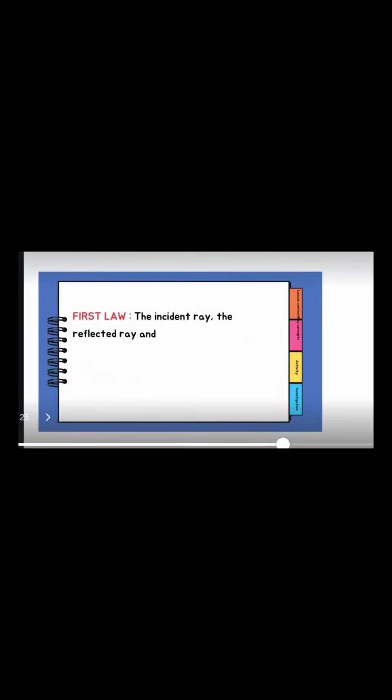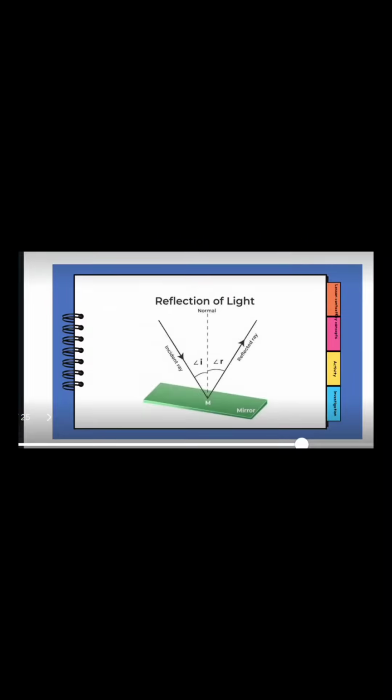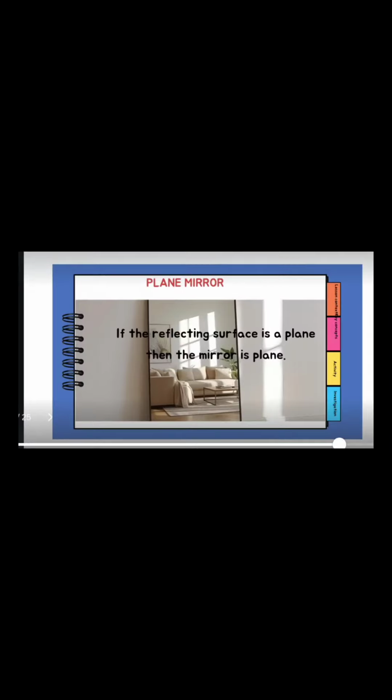Now next come the laws of reflection, very important from the examination point of view. Laws of reflection are the fundamental principle in optics that determine how light behaves when it encounters a reflecting surface, such as a mirror. The first law of reflection states that the incident ray, the reflected ray, and the normal all lie in the same plane, as you can see in this diagram. And the second law is that the angle of incidence is equal to the angle of reflection, that is, angle i is equal to angle r.